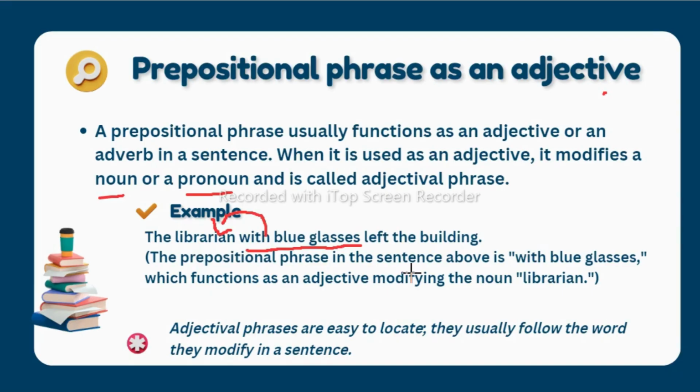Here you can see I have written: the prepositional phrase in the sentence above is with blue glasses. It is a prepositional phrase which is describing or modifying the noun librarian, and it is an object, meaning it is a noun. So that's why it's an adjectival prepositional phrase.